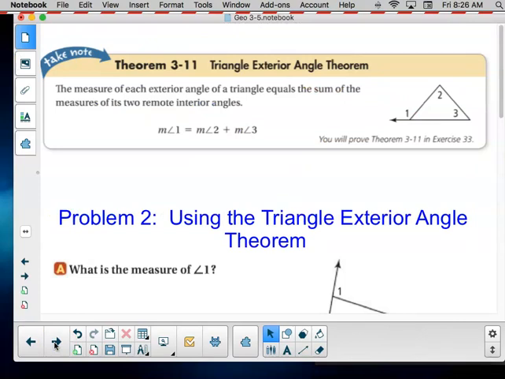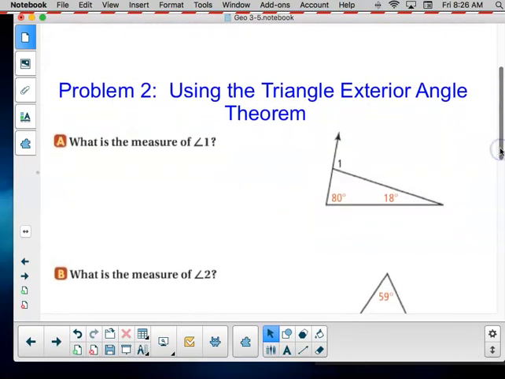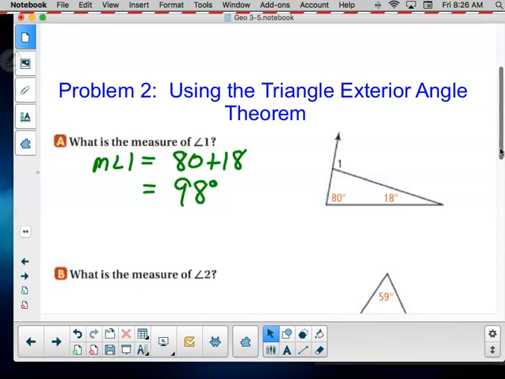Now, an extension to the triangle angle sum theorem is the triangle exterior angle theorem. The measure of each exterior angle of a triangle equals the sum of the measures of its two remote interior angles. So these two add together to be that angle. Now using the triangle exterior angle theorem, the measure of angle 1 is equal to 80 plus 18, so that equals 98 degrees. Let's think about what's going on with that, because I want to make sure you know that I'm saying angle 1 is 98.